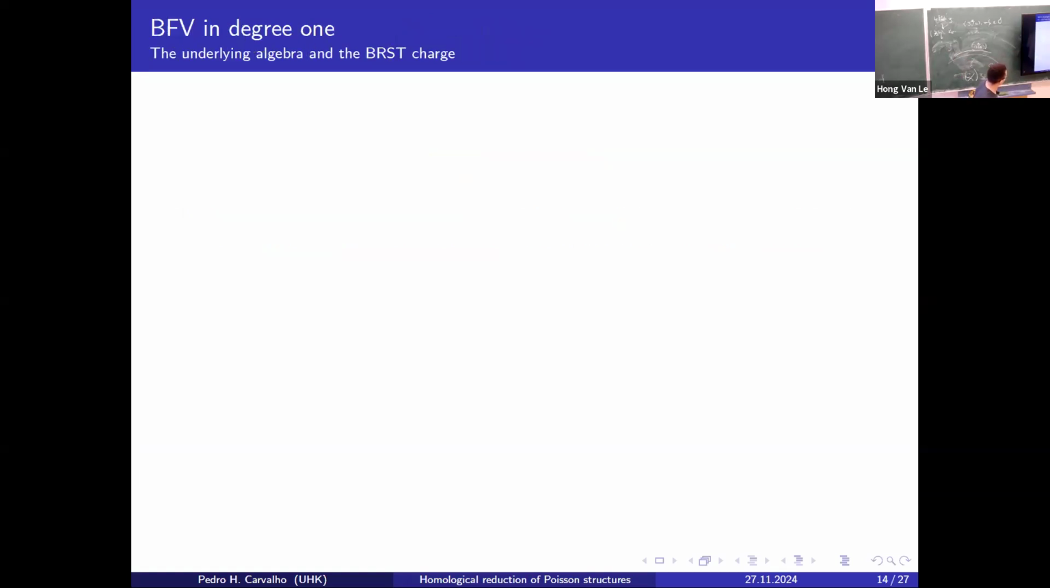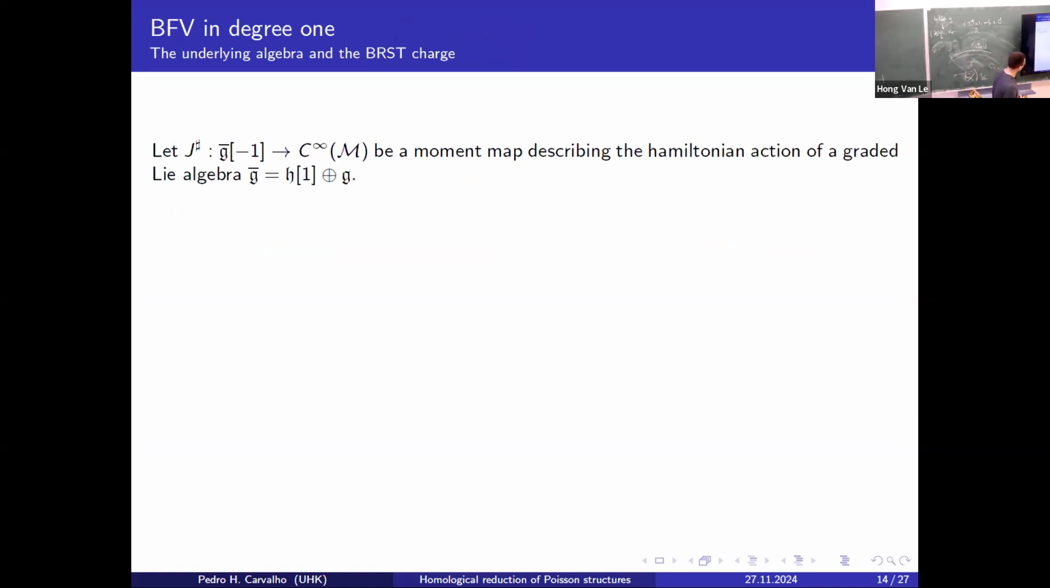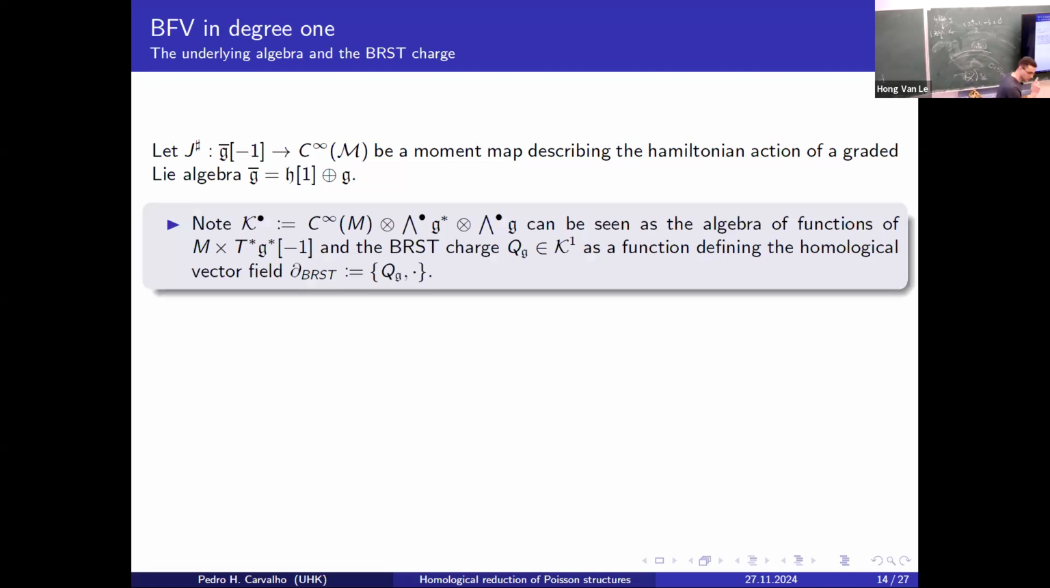Okay, so something that I'm calling here BFV in degree 1. So it's BFV for doing reduction of multi-vector fields. Okay, so start with the graded Hamiltonian reduction data. I have this moment map, which prescribes this vector field, these functions. And there's one important thing here.